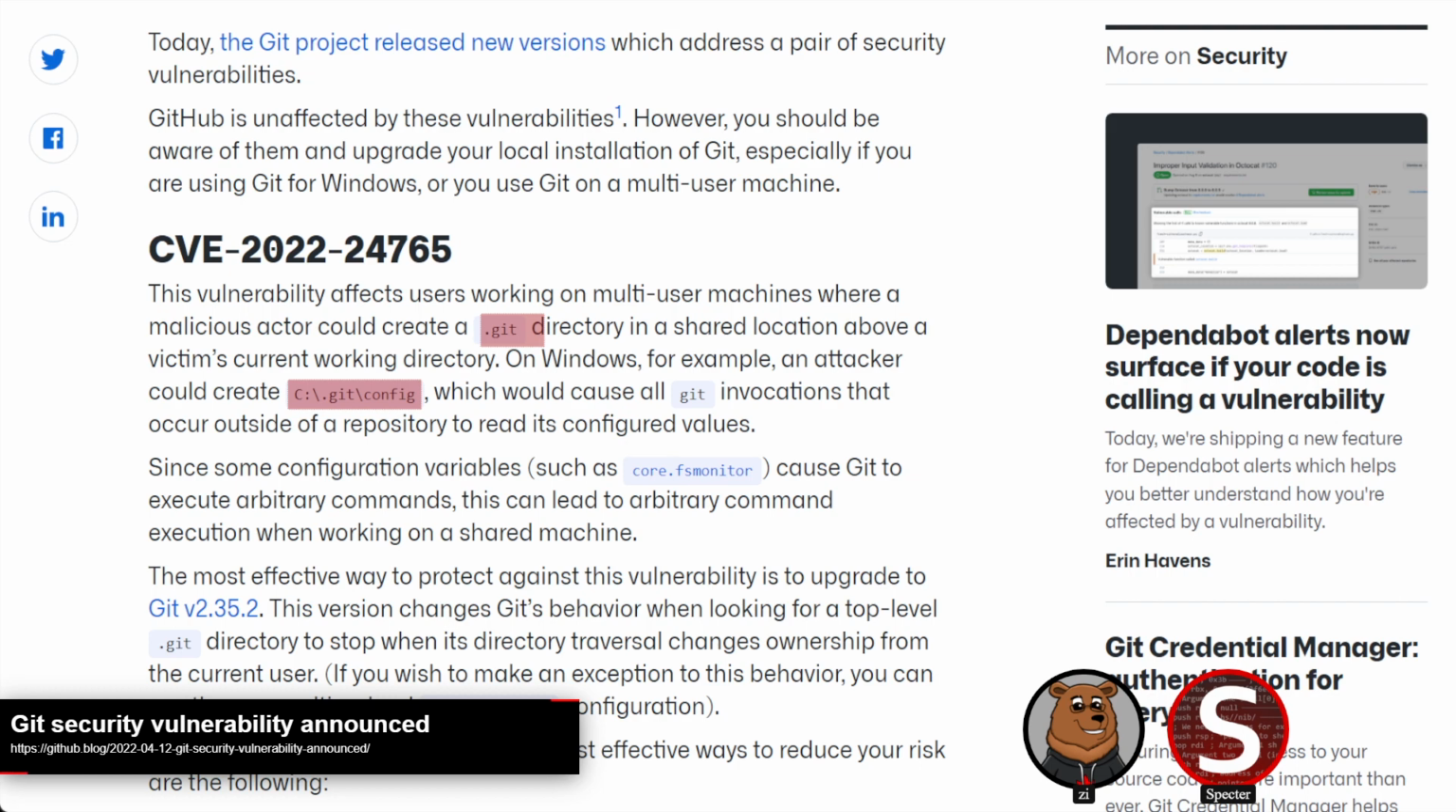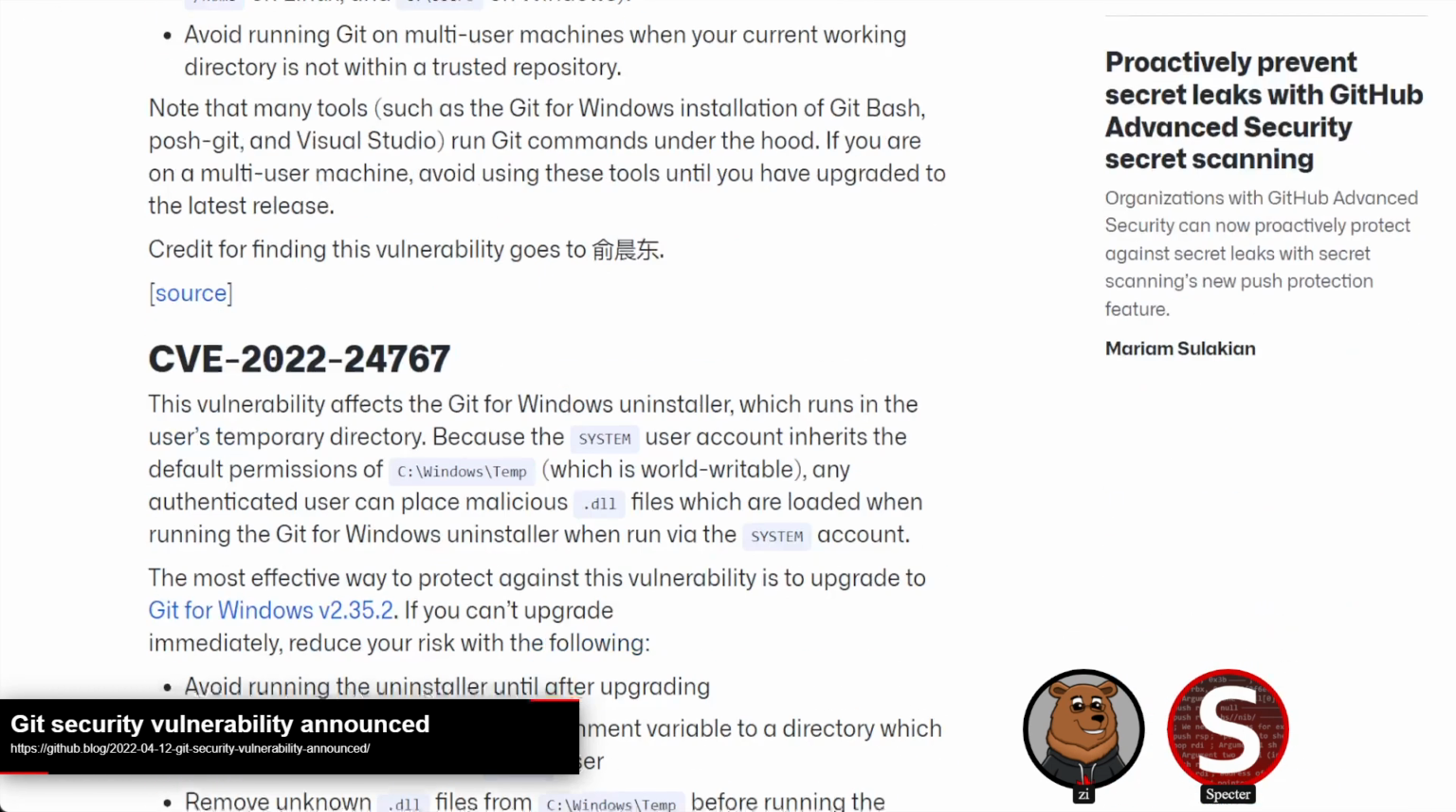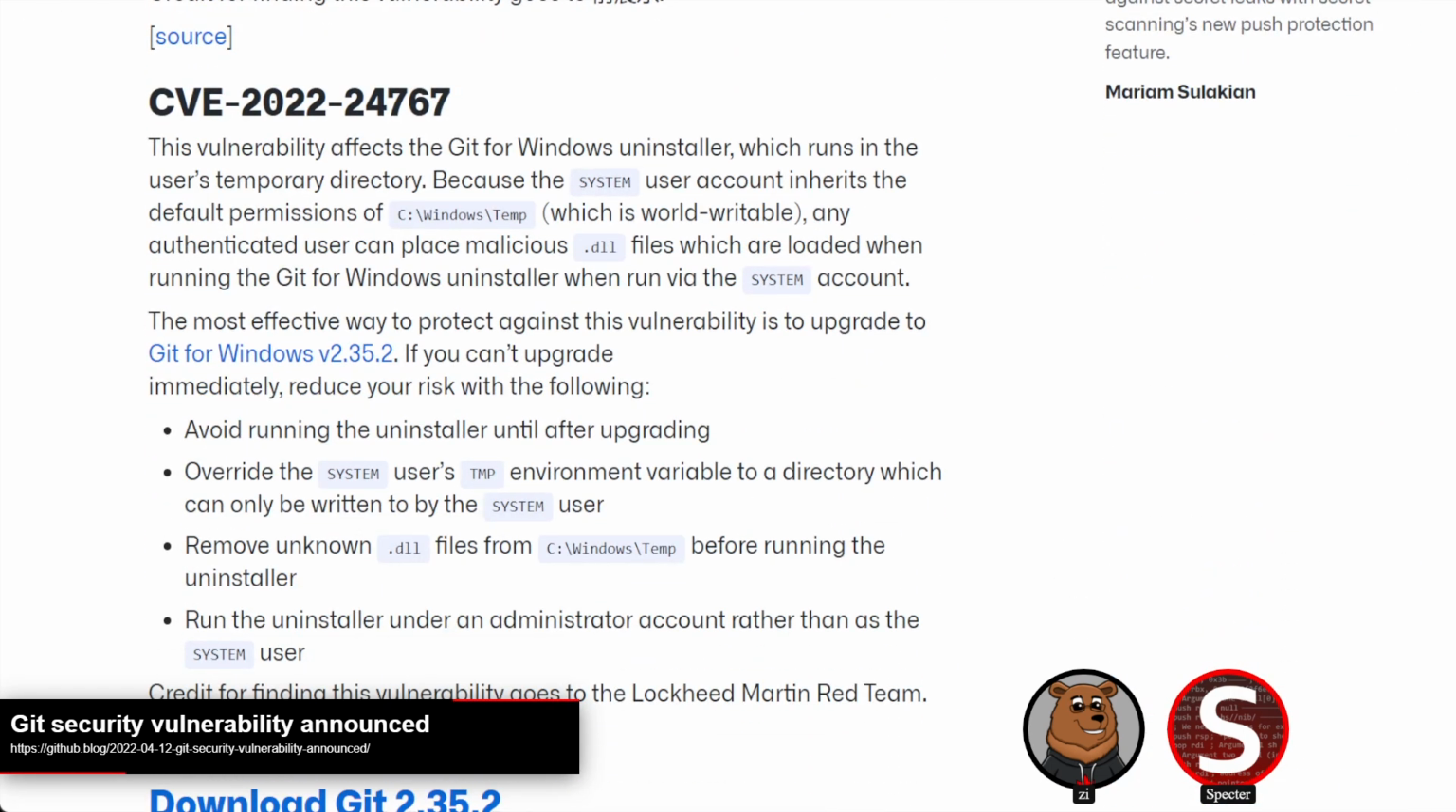The second bug was with the Git uninstaller for Windows. Basically, it would use the default Windows temp directory and the system user for uninstalling, and they would load DLLs from the temp directory. Problem is, the Windows temp directory is world writable, so you just have your classic DLL hijack attack going on there. A user could write a malicious DLL in there, get it loaded, and executed as system.